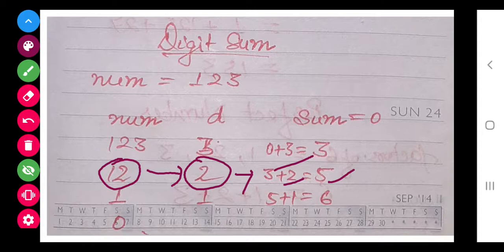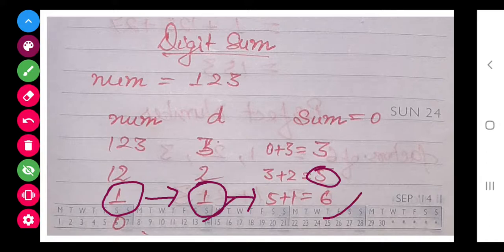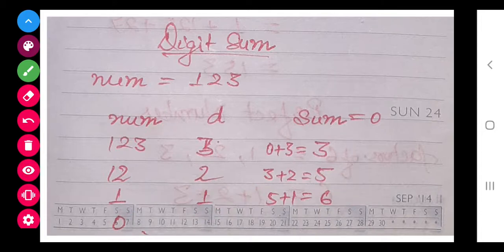Next time again this will be run. 12 divided by 10, that's equals to 1. After that 1 mod 10, it will be 1. Next 5 plus 1, that is equals to 6. Now next is num equals num double divided by 10, again it will return 0. So finally what's the answer? Finally the answer is 6.